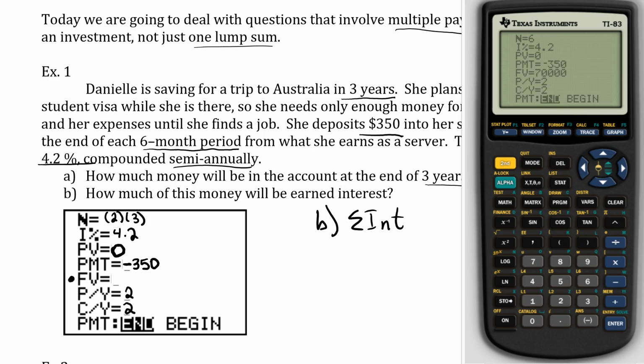So I'm going to scroll up to future value, and I'm going to go to alpha, enter. And we get $2,213.39.